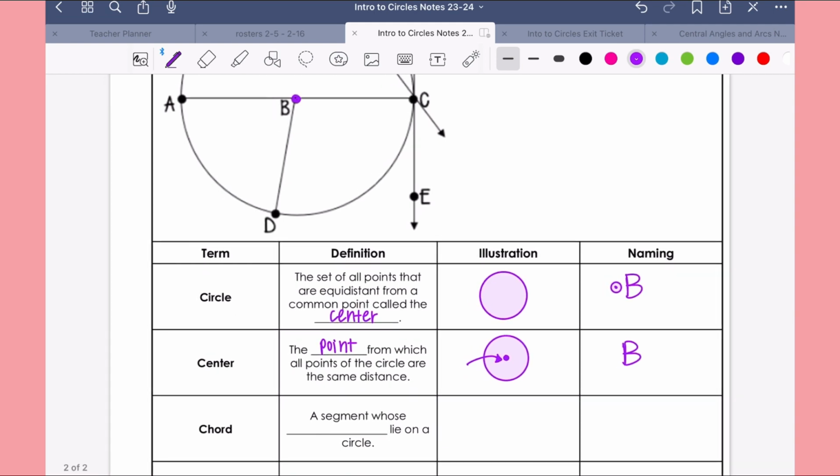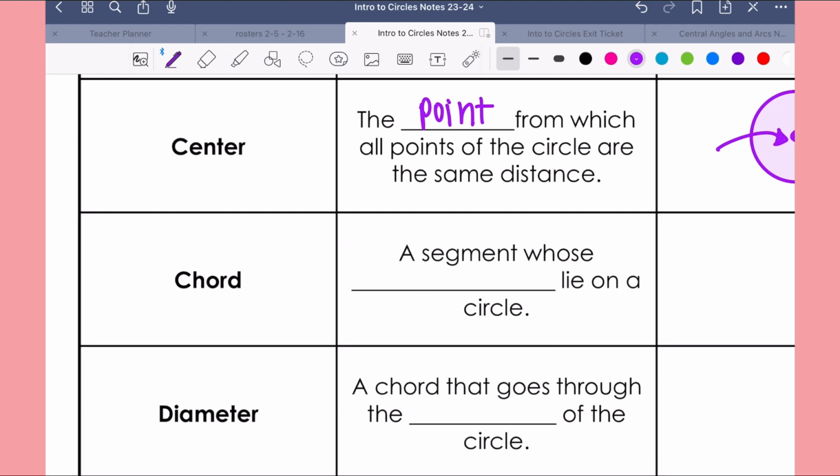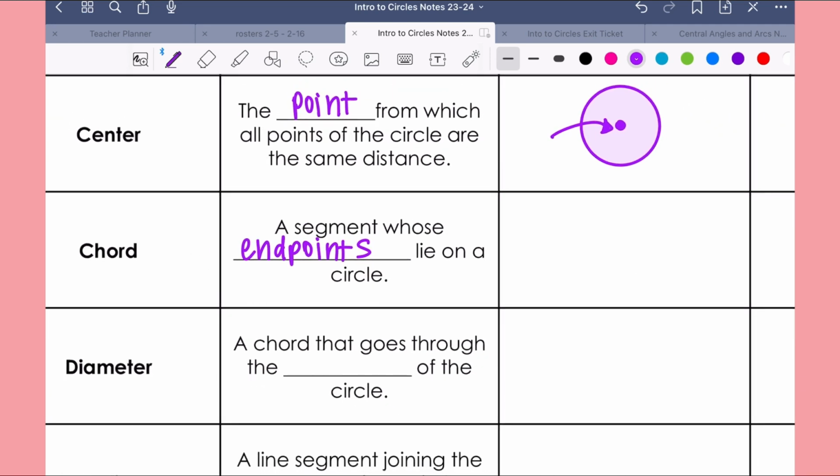All right, the next word is chord. Where have you ever heard the word chord before? Think about it. You may have heard it with music, instruments, stuff like that. For this, it is a segment whose endpoints lie on a circle. So what does that look like? If we have a circle, I want you to picture kind of like a guitar. You have some chords that you strum on the guitar. That is a chord. The endpoints are on the circle and they connect to form a chord.